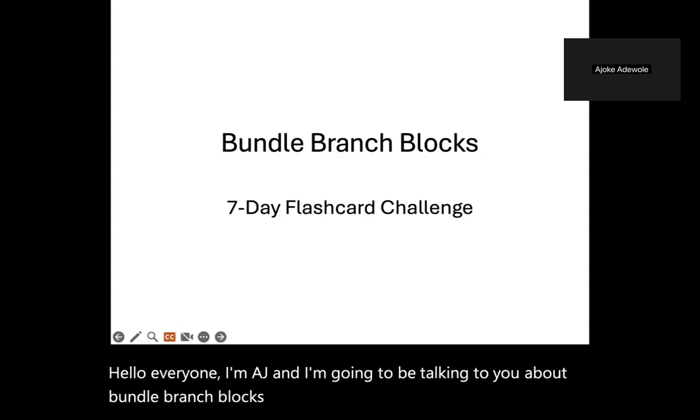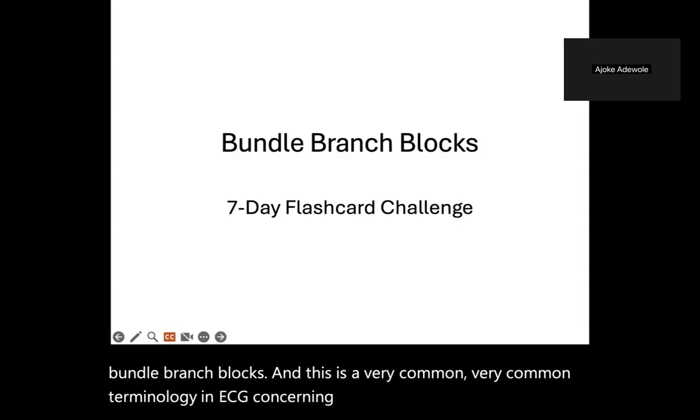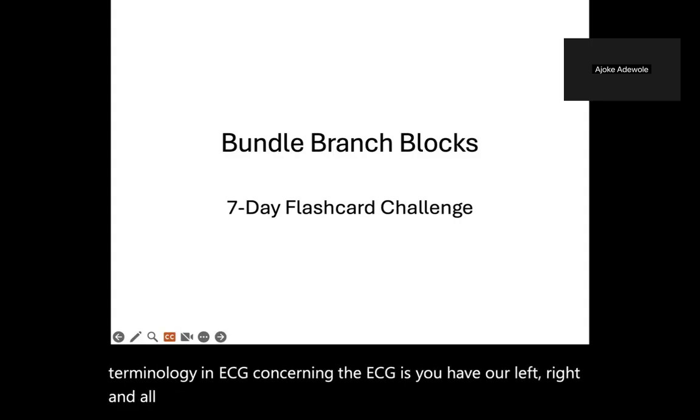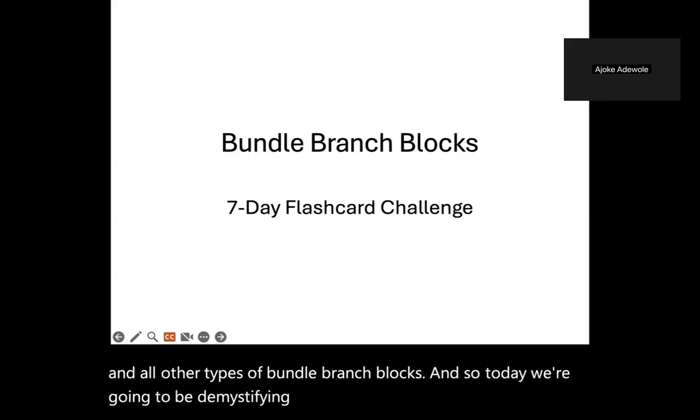And this is a very common terminology in ECGs. Concerning ECGs, you have left, right, and all other types of bundle branch blocks. And so today we're going to be demystifying it.